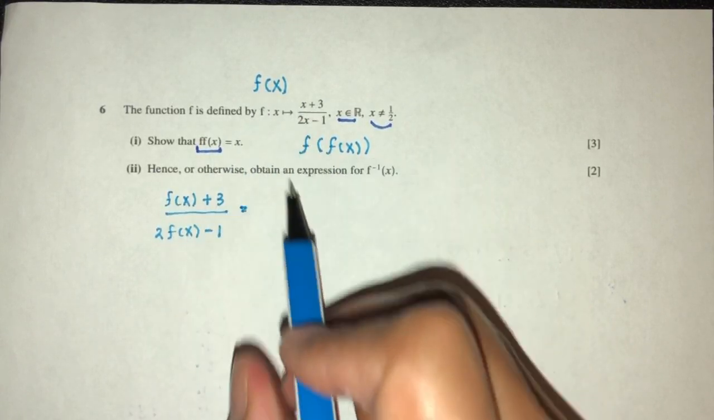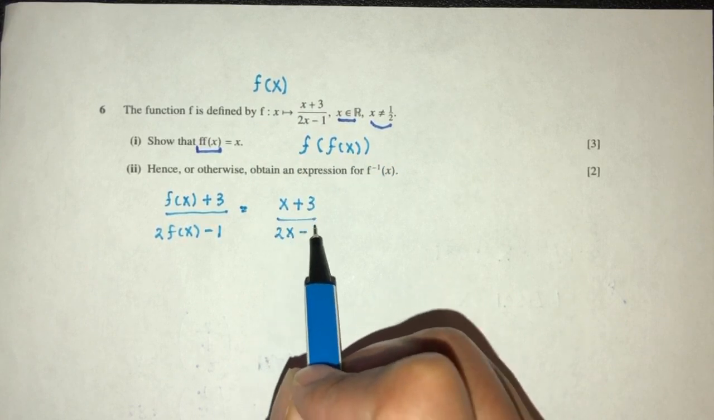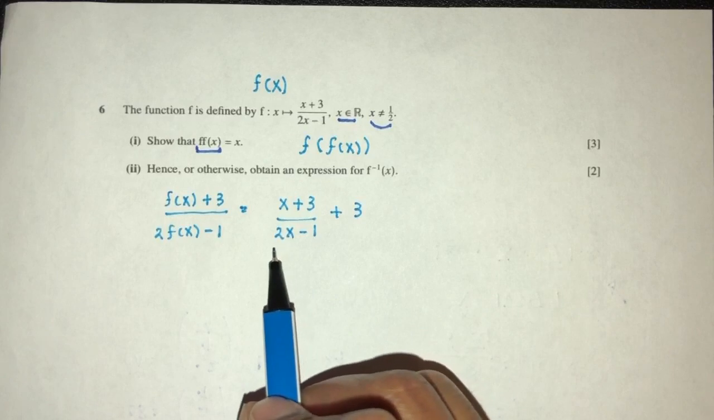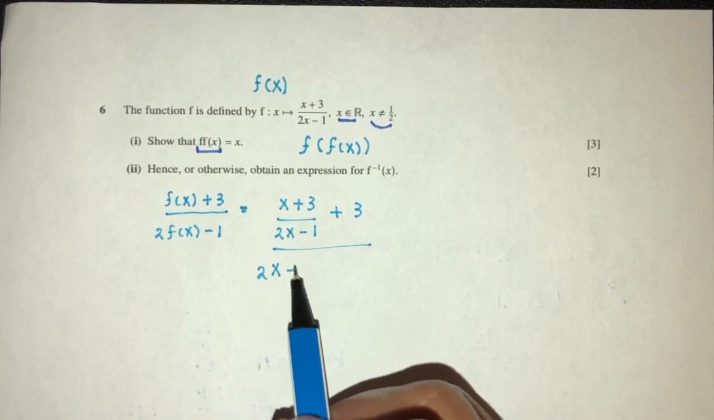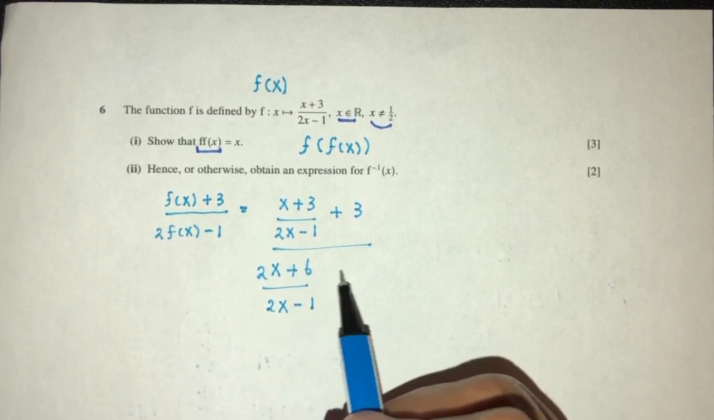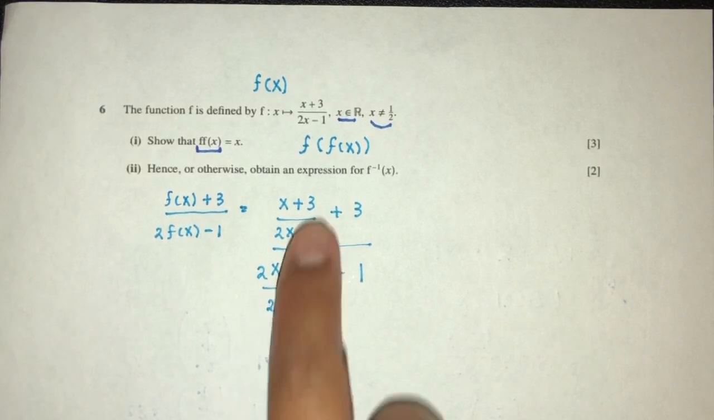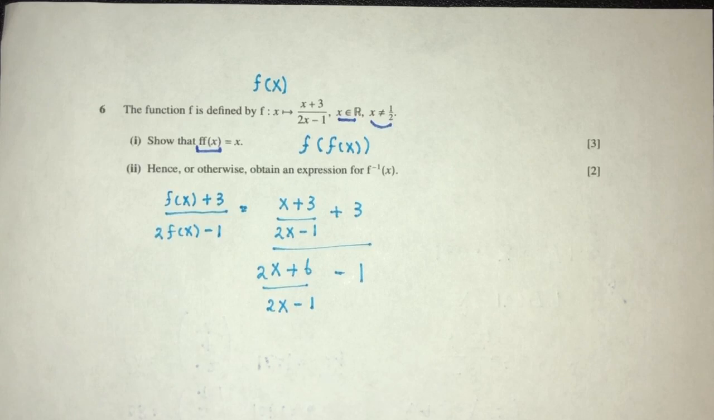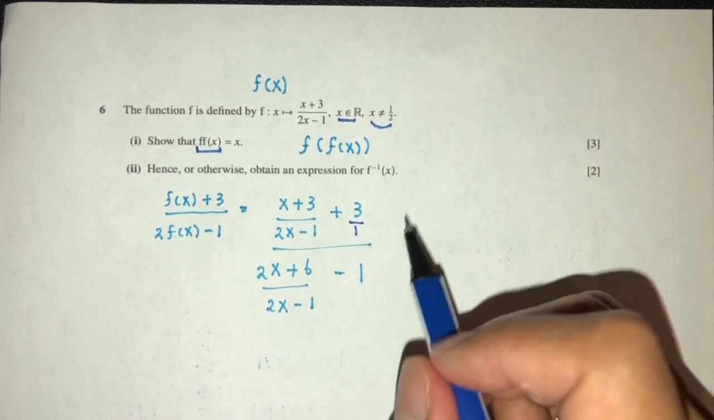F of x is this: x plus 3 over 2x minus 1, plus 3 over 2 times x plus 3 should be 2x plus 6 over 2x minus 1, and now we minus 1. Okay, so now we can simplify obviously one by one. Let me begin on top at first, because on top we have this plus 3. 3 is 3 over 1. They have different bases, so let's make them become the same.